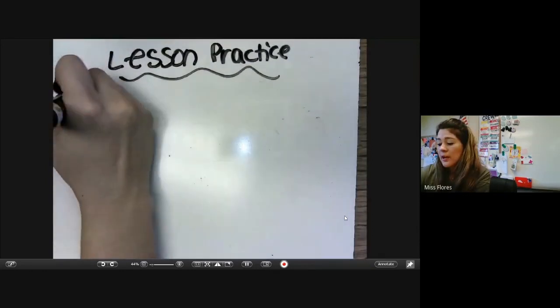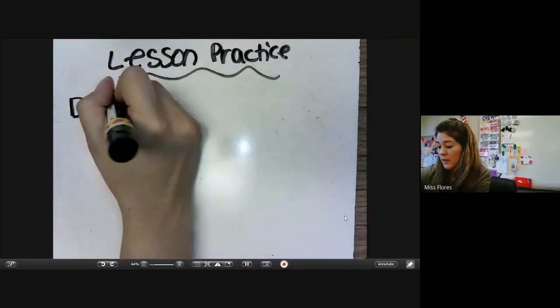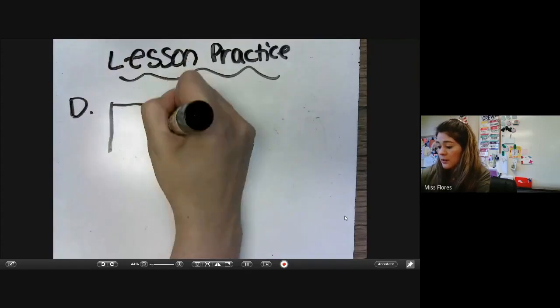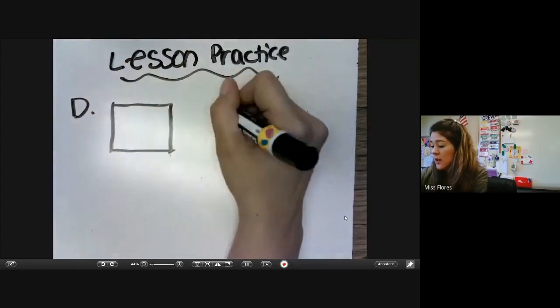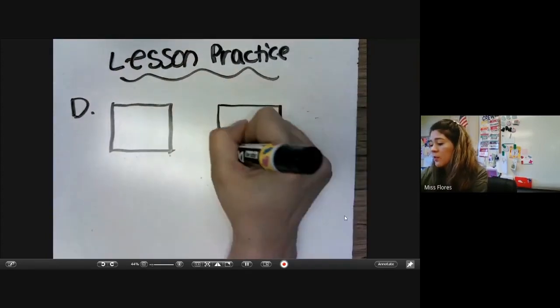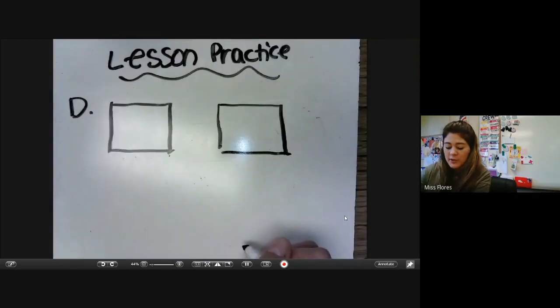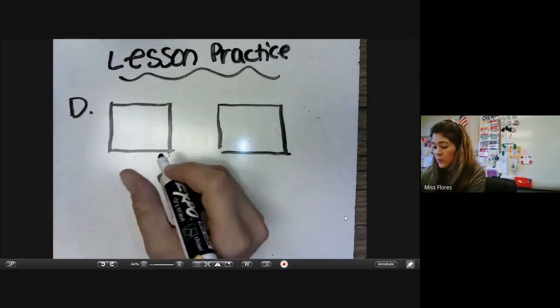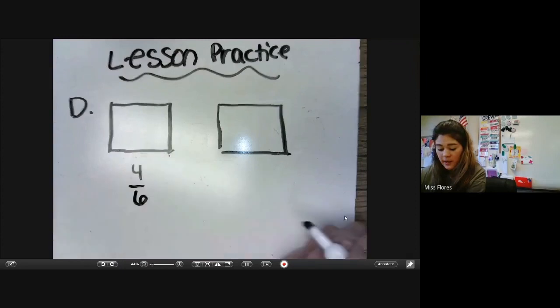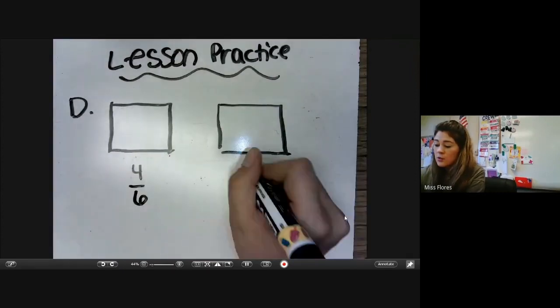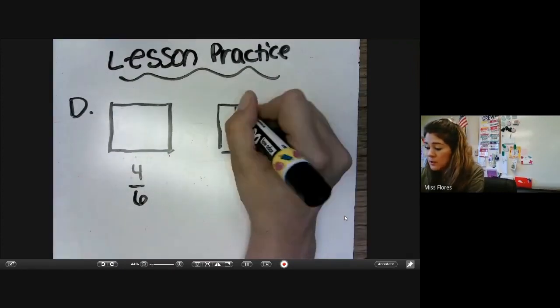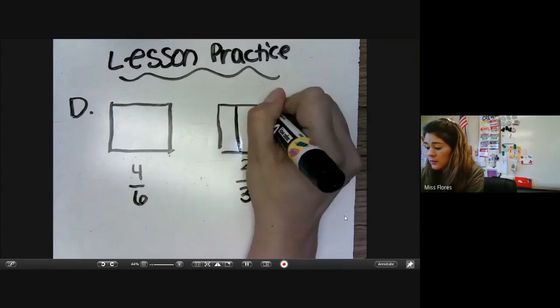All right, lesson practice D. Again, trying to draw the same size rectangle. I'm doing a rectangle because all the different numerators are different. So one side is going to be 4 and 6, and the other side is going to be 2 and 3. So I'm going to do my 2 and 3 first.